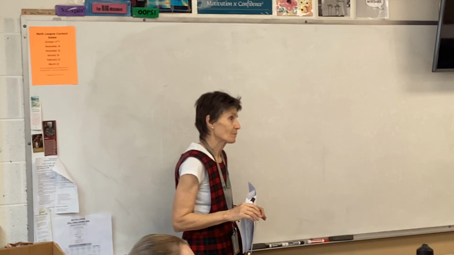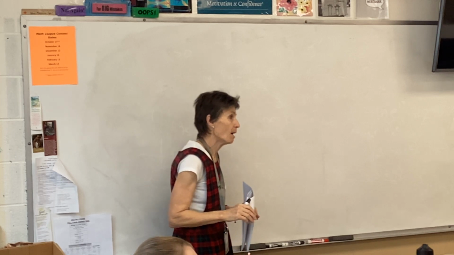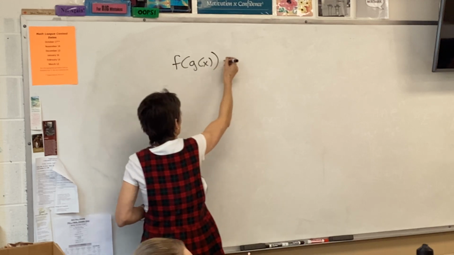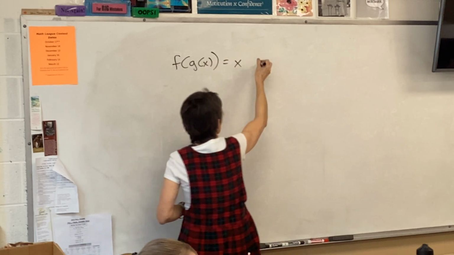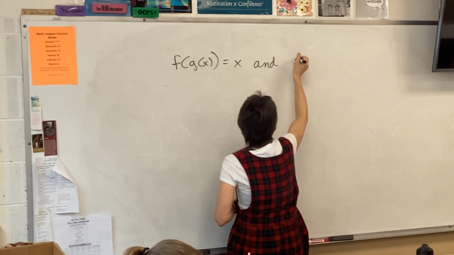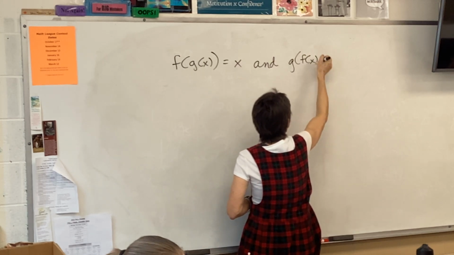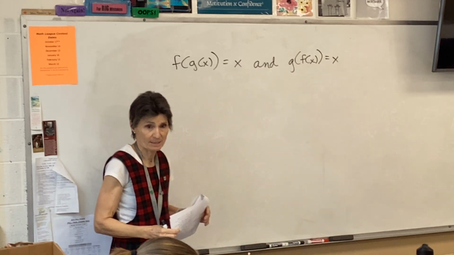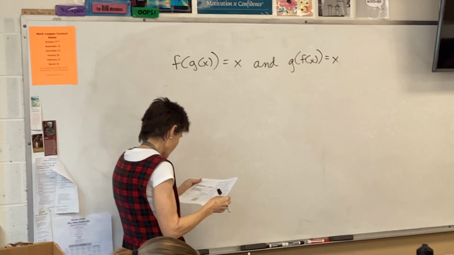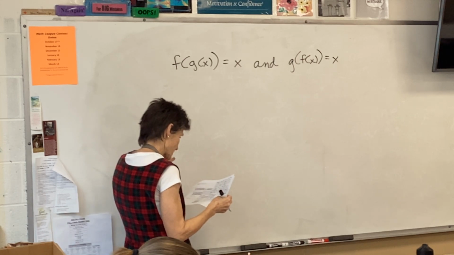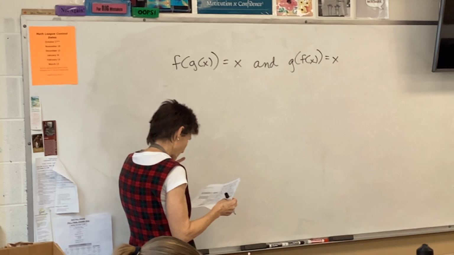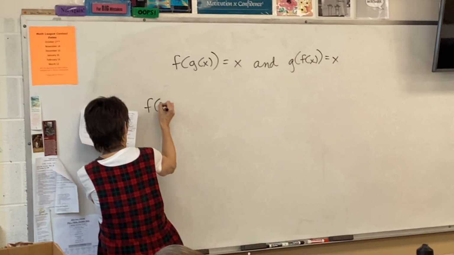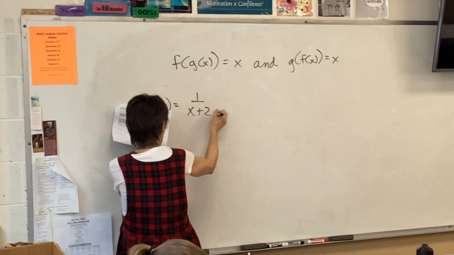We do it with composition. So in other words, you plug g into f, and it has to equal x, and you plug f into g, and it also has to equal x. So it's a 2-step process. So, what are my functions? 2.8. So my functions are these.